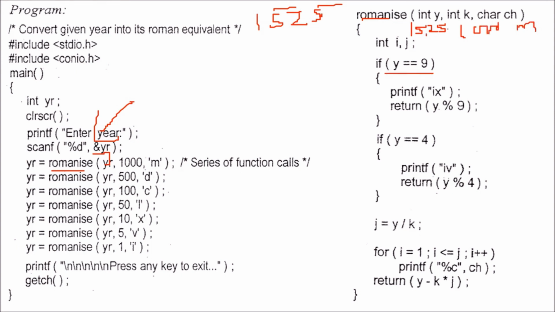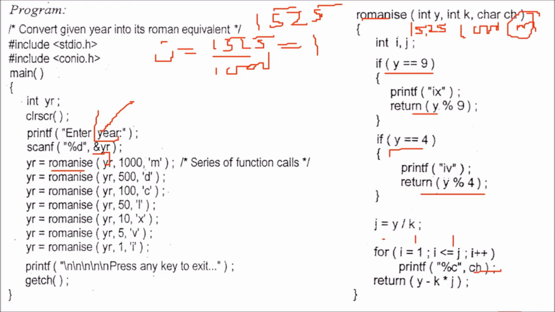Since y is not 9, we will not go inside this. Y is not 4, we don't go inside this either. Then we come here. J is equal to y by k. So j will be 1525 by 1000, which gives you 1. This loop goes from 1 to j, that is, from 1 to 1, and the character will be printed. What is the character? This is m. So first of all, m will be printed. Then we return y minus k into j, and this will be taken in yr.